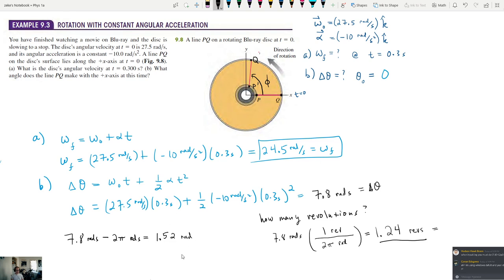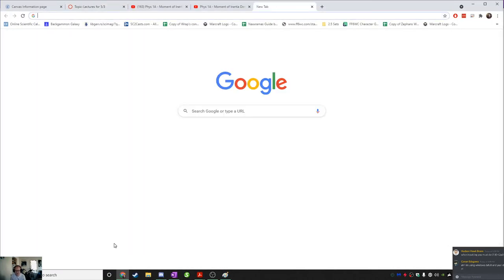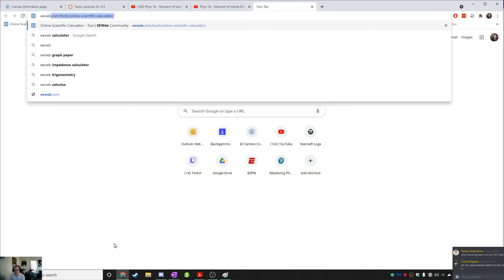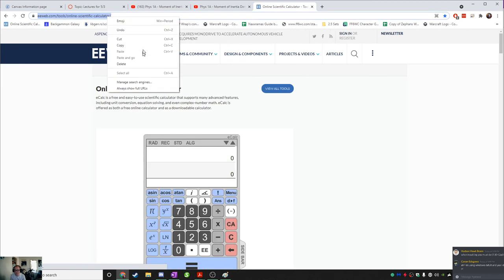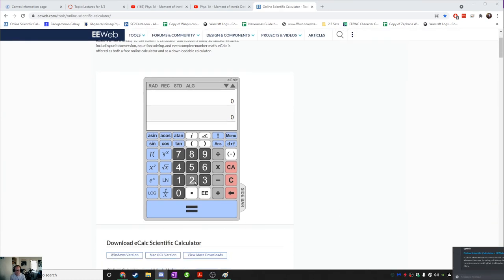Okay. Yeah, anything that comes with Windows is by default terrible, so I'd always recommend finding some other version to use. What I really like to use, as long as you have internet access, I'll just show you what I use. Normally I just use my phone because my phone's fine, but this is a really, really good scientific calculator.